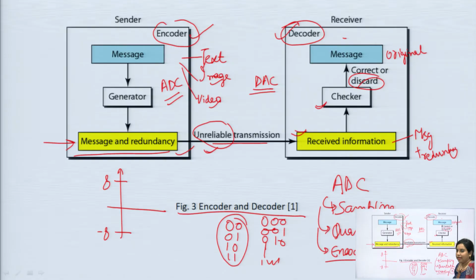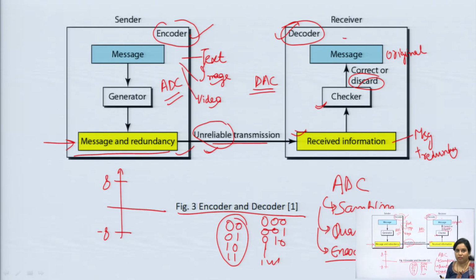At the receiver side, the information is first received in its original form, that is the message plus the redundancy. Then it is given to the checker, where the checker will detect whether an error has occurred or not. If it is correct, then the message is passed through, and if it is not correct, then it will be discarded.